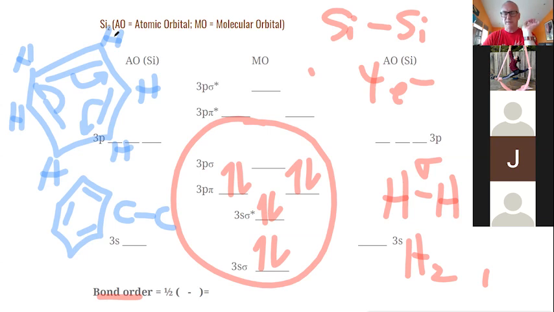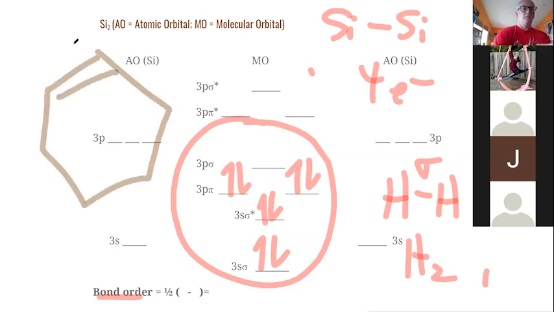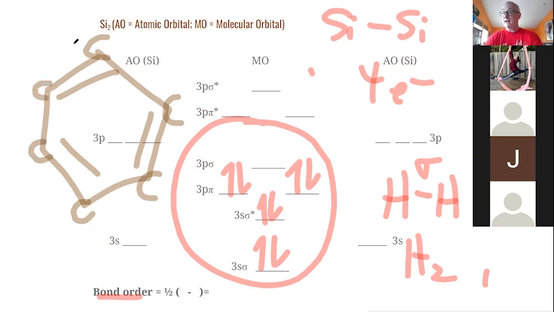What do you think it is? This is 1.5. Exactly. The bond order is 1.5. And the way we come to that is when we look at the number of bonding electrons there are between these carbons. Let's draw that out again. So I've got six carbons here, right? 1, 2, 3, 4, 5, 6. And how many bonding electrons do I have?